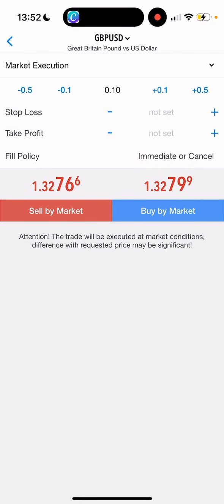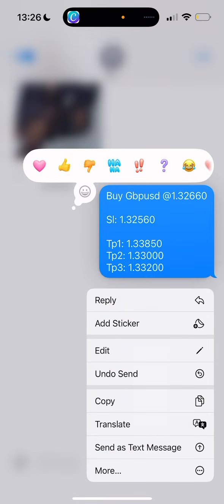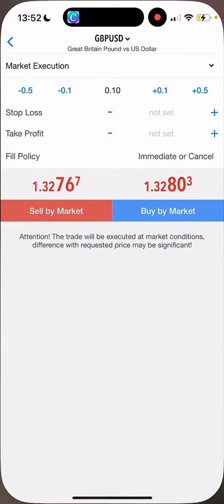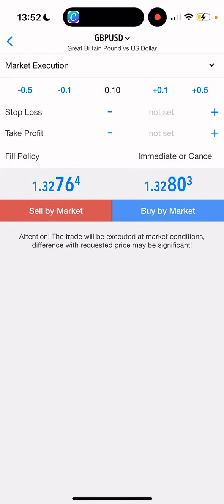What price am I talking about? This entry price here, they told us to buy at this price. It is below the current market price, right? So what do we do now?